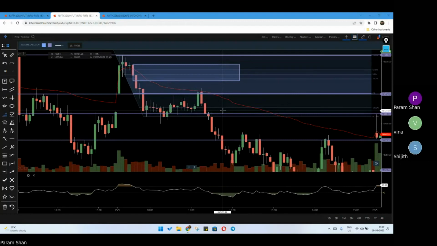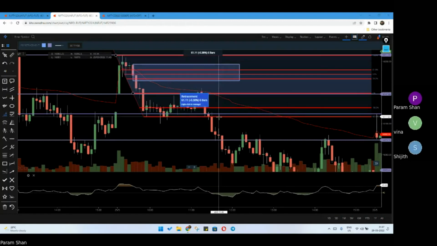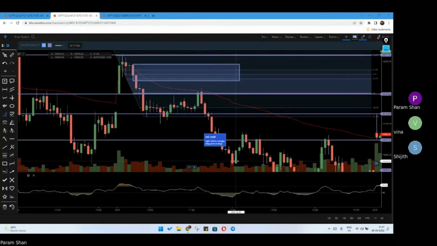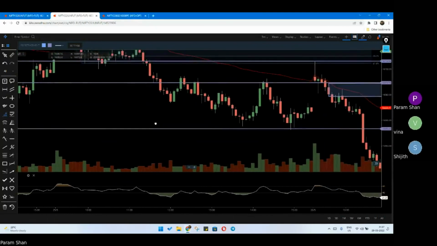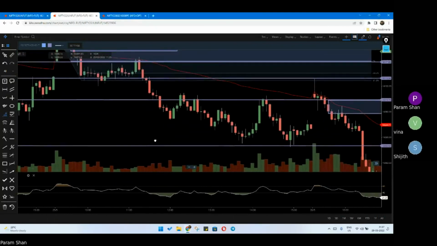It totally depends upon how we are seeing the patterns in real time, which is very, very important. If we are unable to see all the patterns, it is still okay. We don't have to force ourselves. So we will see one more pattern which is forming here.